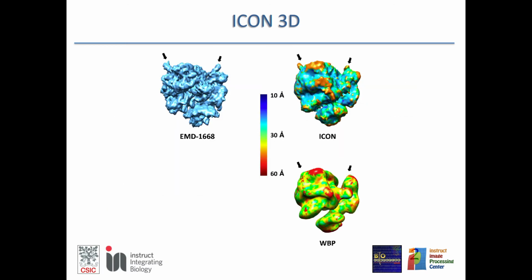So here you have the effect of this on subtomogram averaging. You see that if you do subtomogram averaging on volumes reconstructed with ICON, you typically have better local resolution than if you do it with weighted back projection.